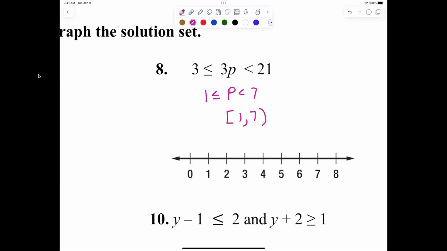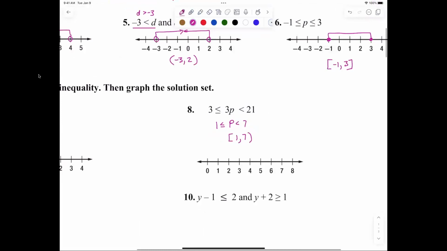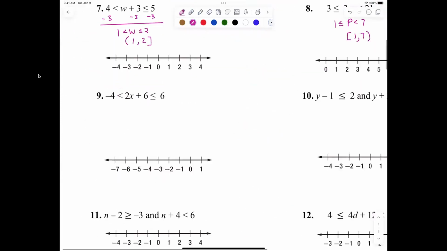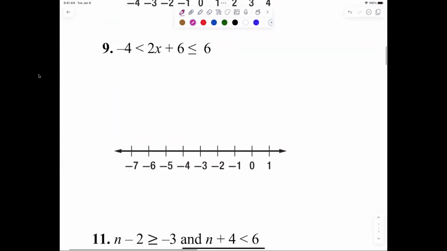All right, let's knock out the next one. Okay, for number 9, what do you think I have to do first? Subtract what? Subtract 6. So on the left, it would be -10 less than 2x less than or equal to. Anybody have any problem with that so far? And now what? Divide by 2.